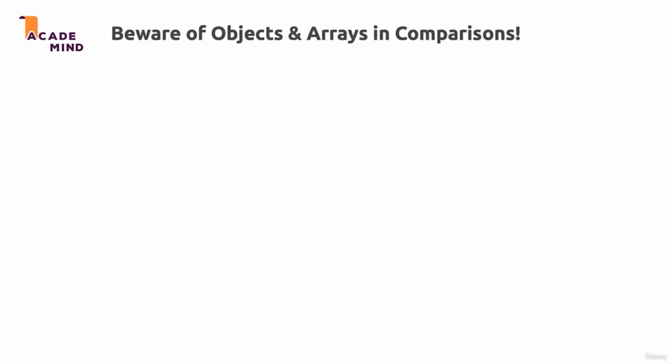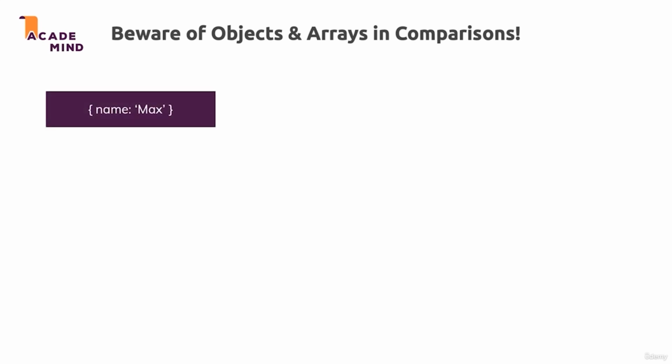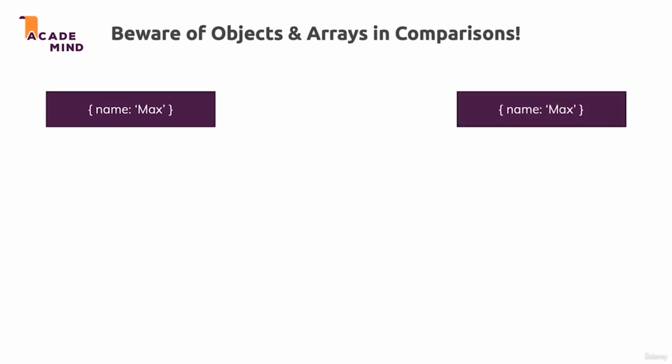When comparing values in JavaScript, there is a strange behavior you might notice if you start comparing objects and arrays to each other, because these don't work like numbers or strings do. Consider this example. You have an object which has a name property which holds max as a value, and you have another object which has the same value.